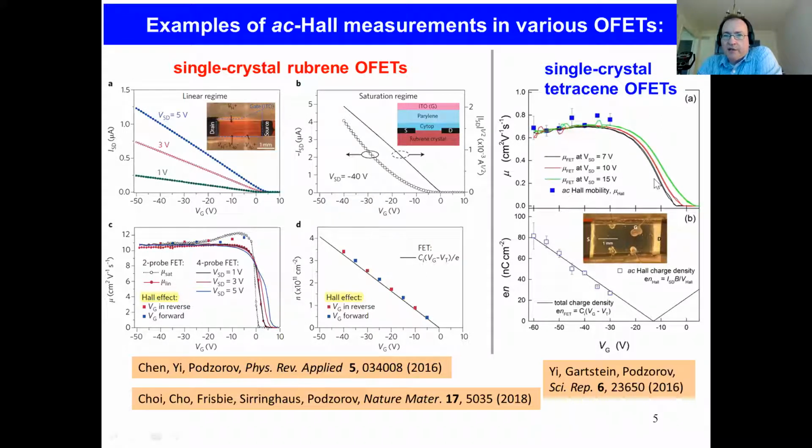On the right here, I'm showing an example of another type of system. This is a relatively low mobility system. It's a single crystalline tetracene transistor. You can see that the overall level of mobilities here is below 1. It's more than 10 times lower. Nevertheless, this high resolution method allowed us to measure Hall effect in this system.